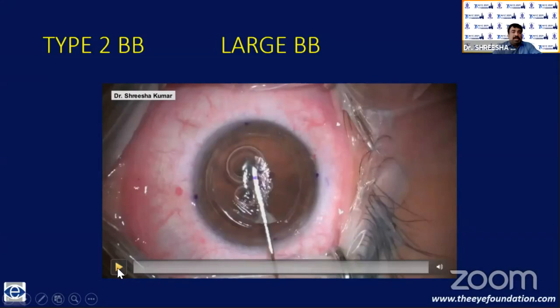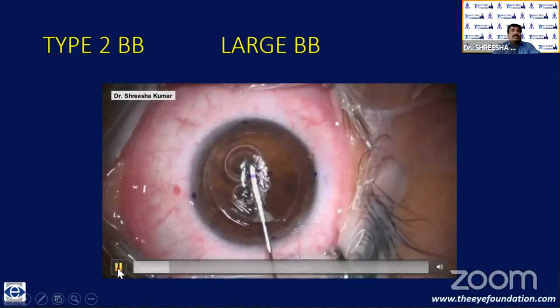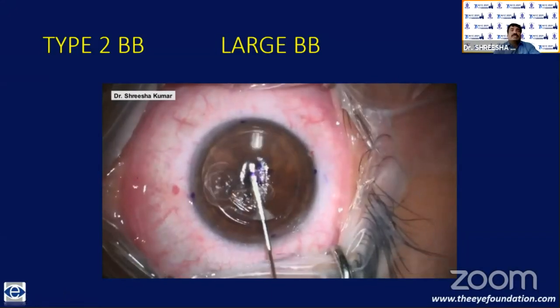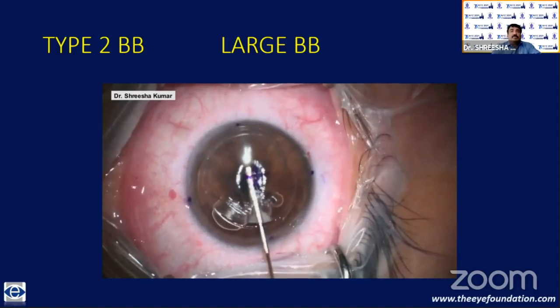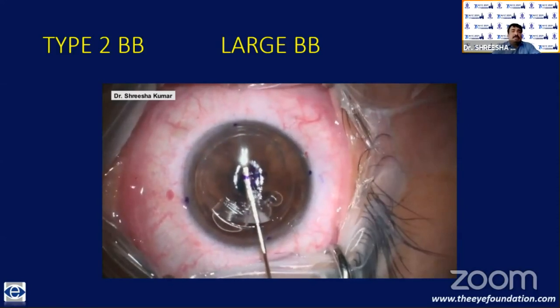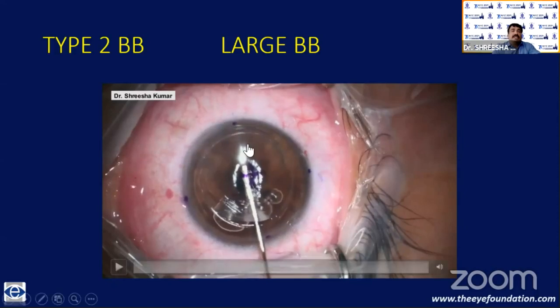Coming to the type 2 big bubble, it's very important to identify it, because it's more susceptible to tears and bursting. You can see a nice big bubble which is around 9.5 or 10 millimeters in diameter. It's a thin-walled bubble, but identifying this is very important, because you should not rupture it in the beginning of the surgery.